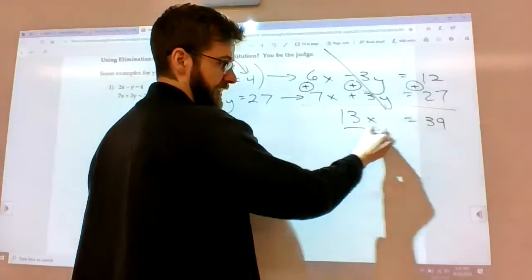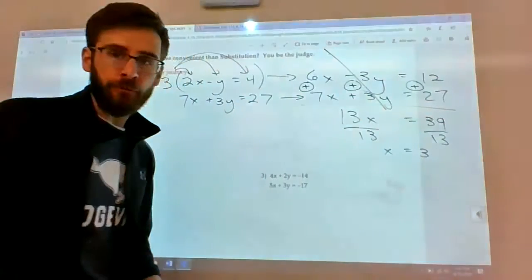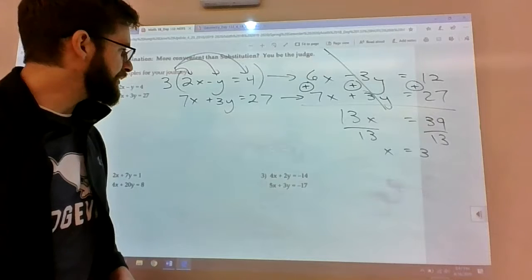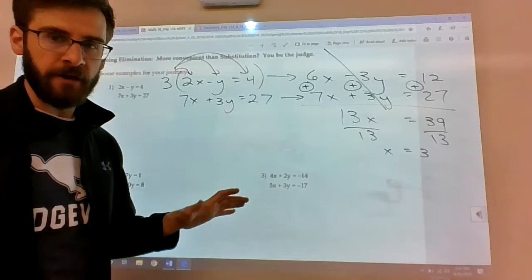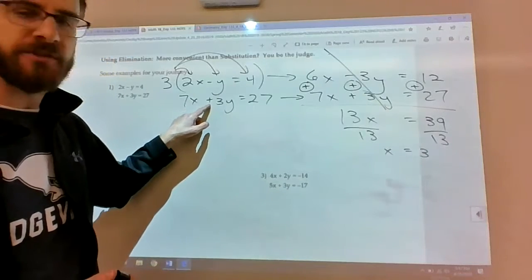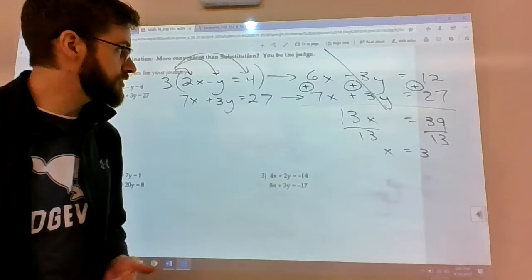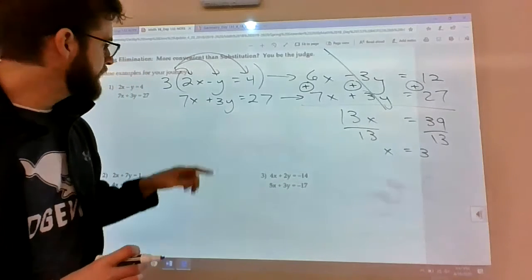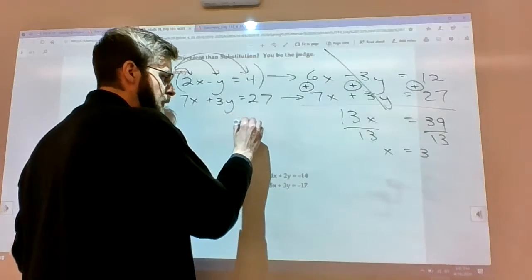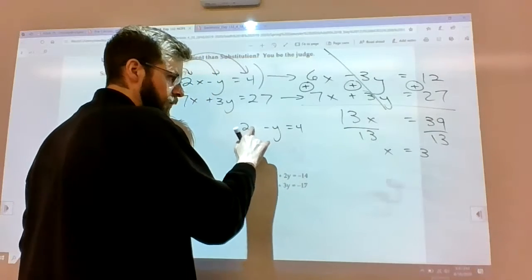What is 39 divided by 13? It is 3. So I got the x coordinate pretty quickly there by using the elimination method. Now the question is, which equation do we want to plug back into? This one has only positives, but it has bigger numbers than the top one. This is all based on preference, so pick whichever one. Eeny, meeny, miny, 2x minus y equals 4. I am replacing the x with a 3.